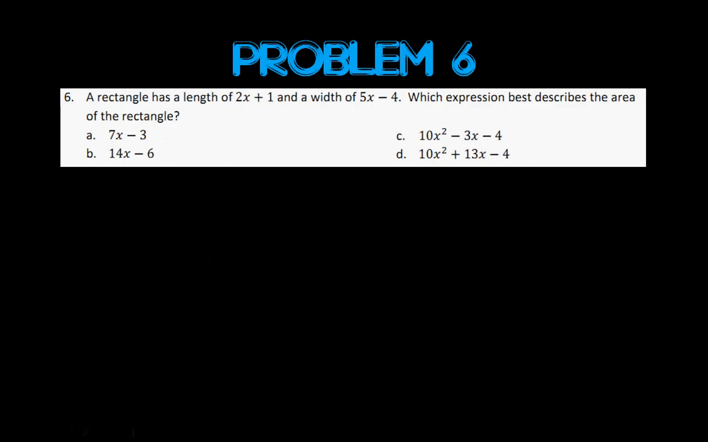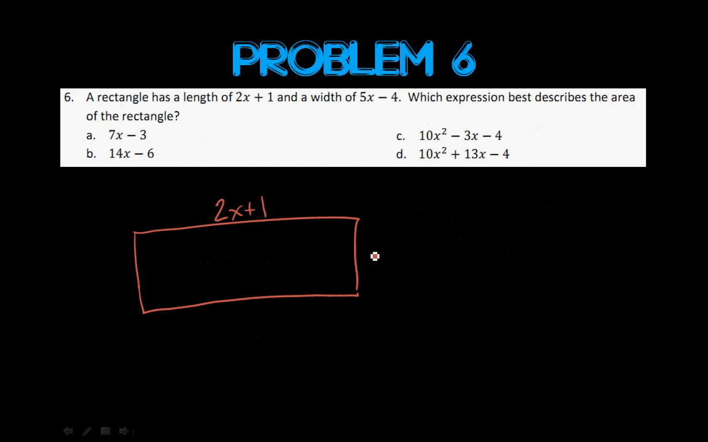Okay, the next one, number 6, says a rectangle has a length of 2x plus 1 and a width of 5x minus 4. So let's draw that. The length is 2x plus 1. The width is 5x minus 4. And they want to know which expression best describes the area of the rectangle. So remember, area is length times width. The length is 2x plus 1, and the width is 5x minus 4.